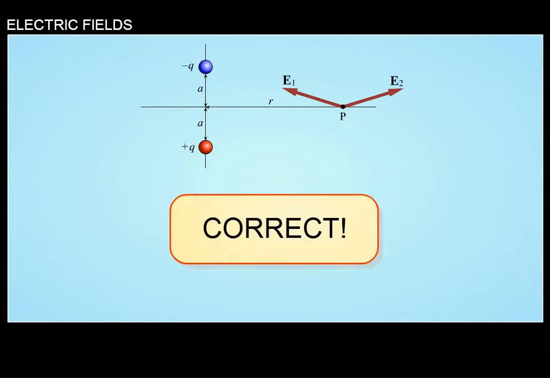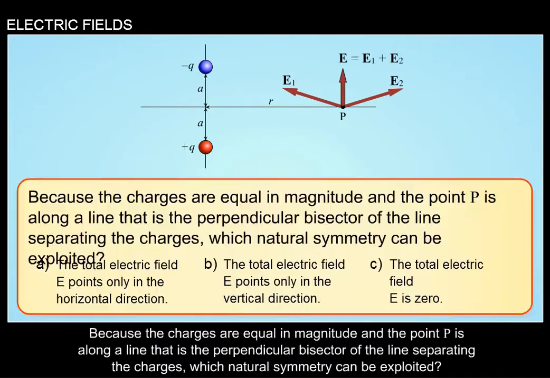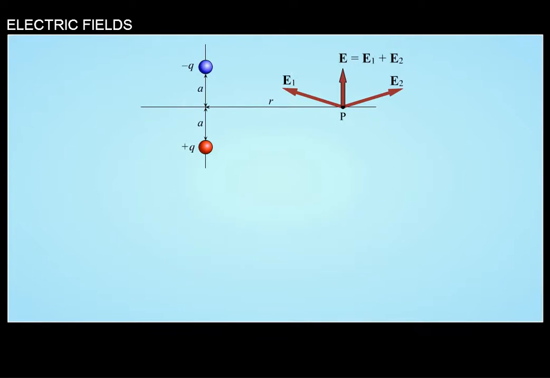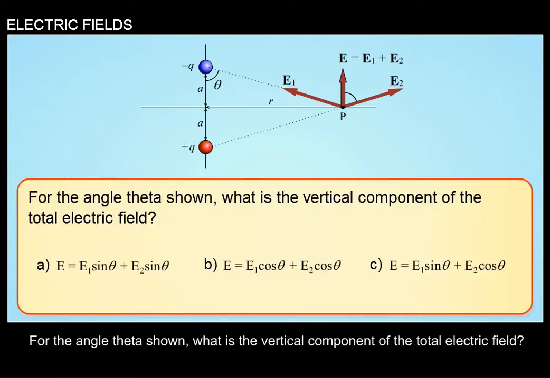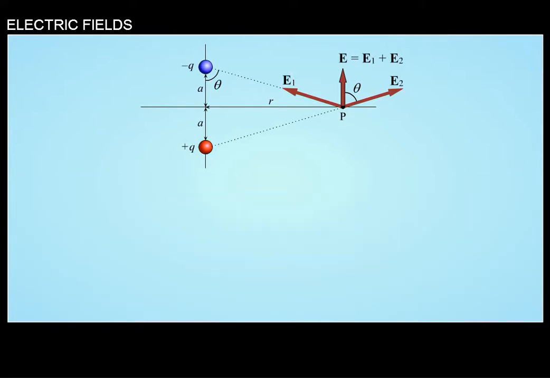Correct. Because the charges are equal in magnitude and the point P is along a line that is the perpendicular bisector of the line separating the charges, which natural symmetry can be exploited? Correct. For the angle theta shown, what is the vertical component of the total electric field? Correct.